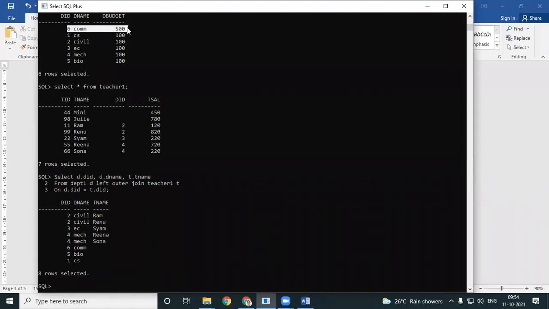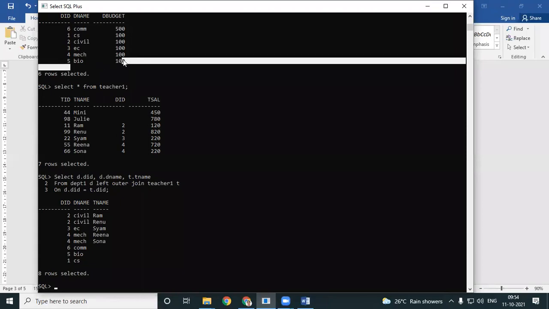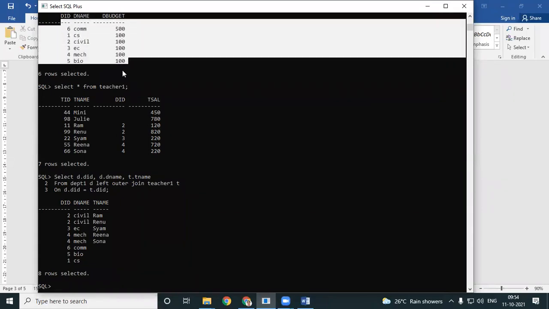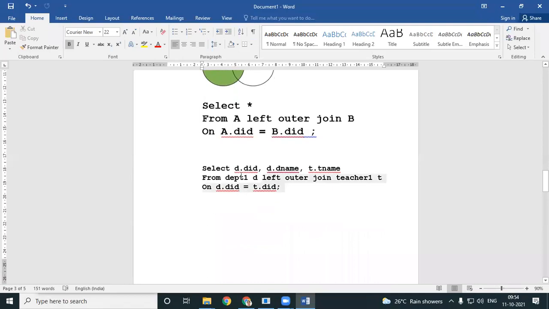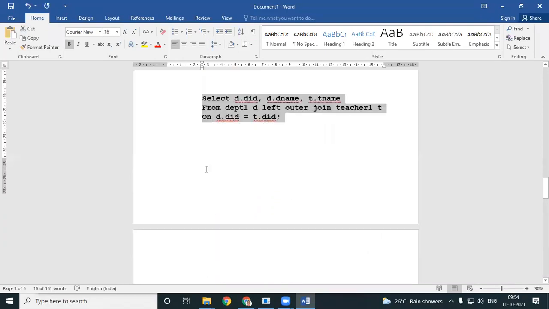But these things, my commerce, CS and bio, they will very much come because they are components of my department table. Look into the diagram again, once again. All the portions of my table 1, regardless of whether they are related or not, all my portions of the left one, that is why it is called left outer join, plus the related portions of my table 2, you will get the difference when you do a right outer join.